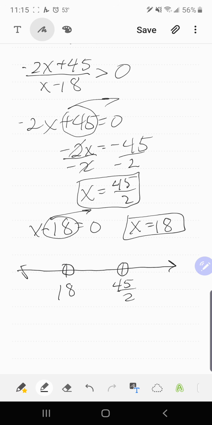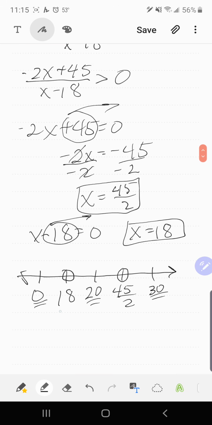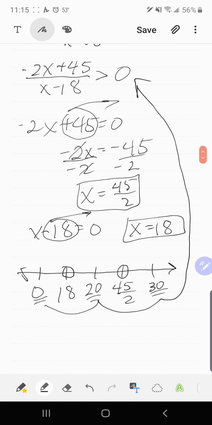And then to figure out which sections are shaded, we're going to need test points. So a number less than 18, I'm going to choose 0. A number between 18 and 45 halves, I'm going to choose 20. And a number bigger than 45 halves. So we're going to have to think about what that is. 45 divided by 2 is 22 and a half. So we're going to say 30 to be safe. And now we're going to plug those test points right here. We're going to take those all the way back up to here and test them.